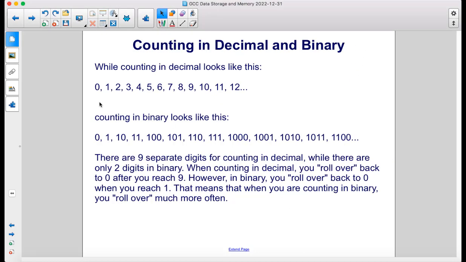While counting in decimal looks like this, counting in binary looks like this. There are 10 separate digits for counting in decimal, while there are only 2 digits in binary, 0 and 1. When counting in decimal, you roll over back to 0 after you reach 9. However, in binary, you roll over back to 0 when you reach 1. That means that when you're counting in binary, you roll over much more often.